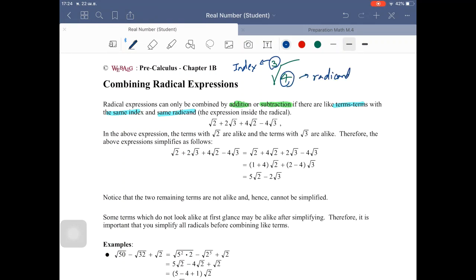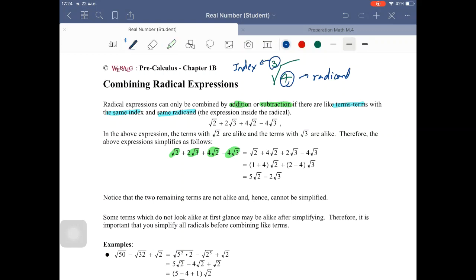The index and radicand must be the same in order to combine the radical expressions, only in the case of addition and subtraction. Multiplication and division is another story, okay? For example, this one, the question is square root 2 plus 2 square root 3 plus 4 square root 2 minus 4 square root 3.